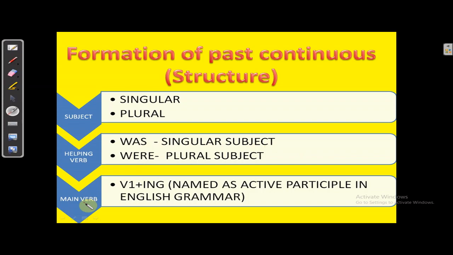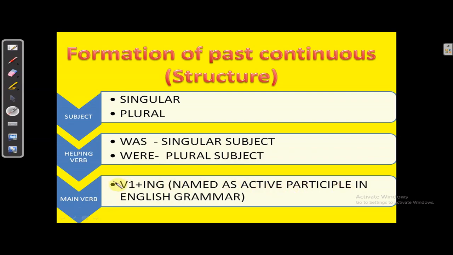Obviously, when we write a sentence, we need one helping verb and the main verb, especially in such tenses where we cannot make the sentence with simply the action verb. Here, even in the affirmative sentence, we need the helping verb in the case of past continuous. So that's why we have was for a singular subject and were for a plural subject. That depends upon the kind of subject that we use. But what's the main verb? The main verb is the active participle.